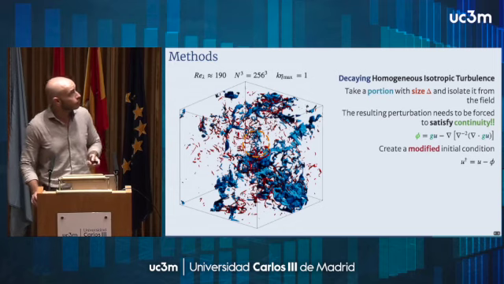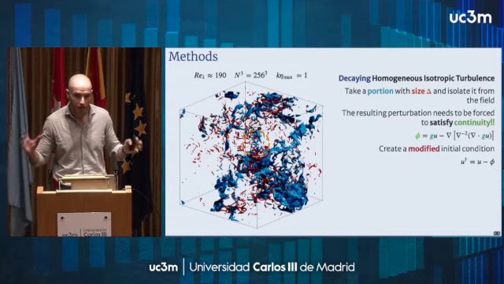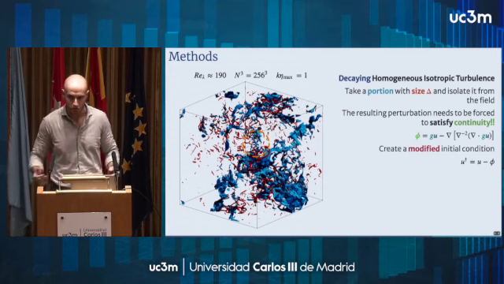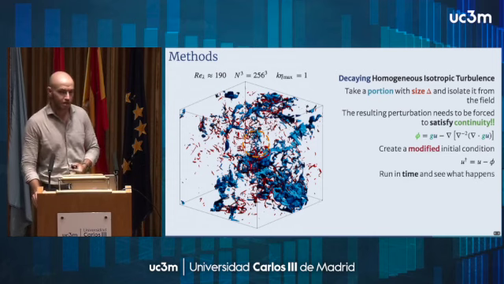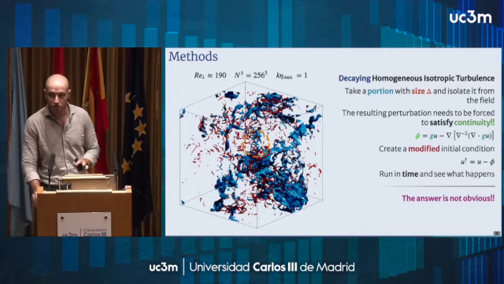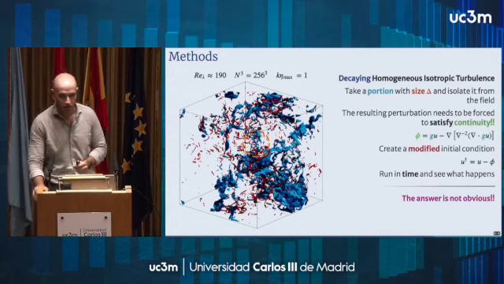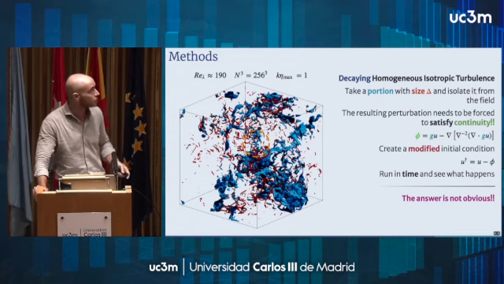Because this is a turbulent flow field, in principle we know that if we add a perturbation, it has to grow because it's chaotic. The question is that we want to run in time and see how it grows. And I want to mention and highlight that the answer is not obvious. It's not obvious what's going to happen with that perturbation.